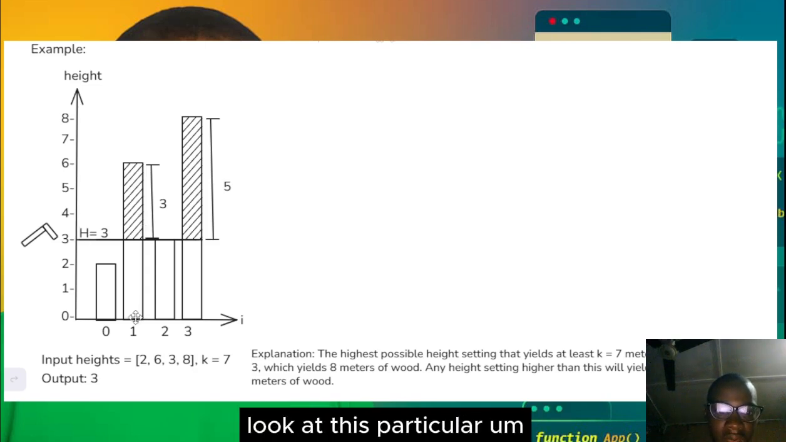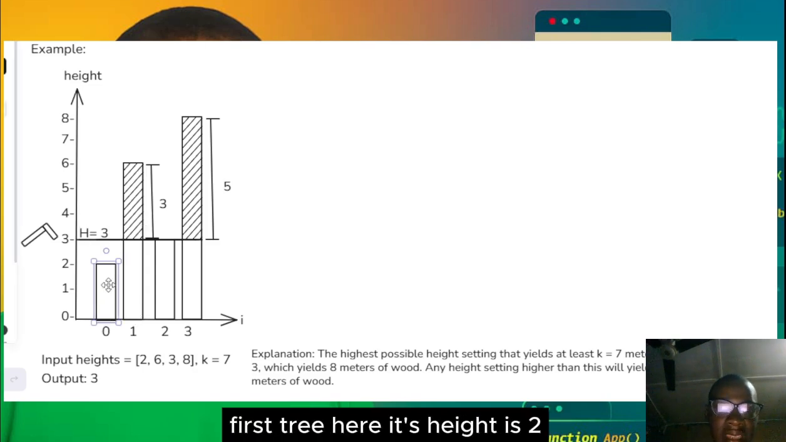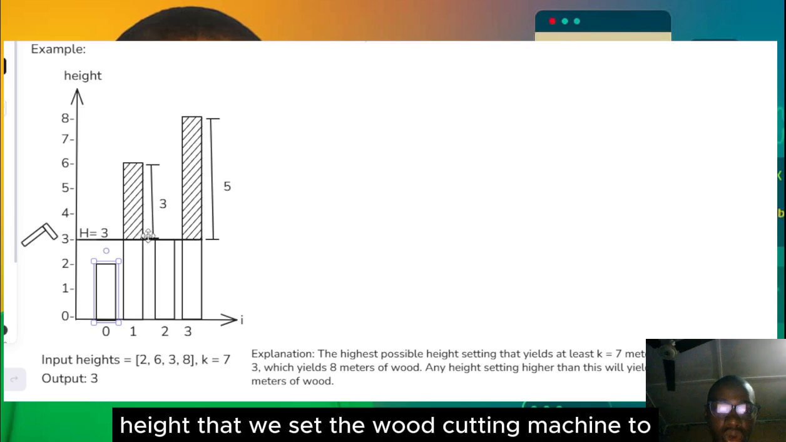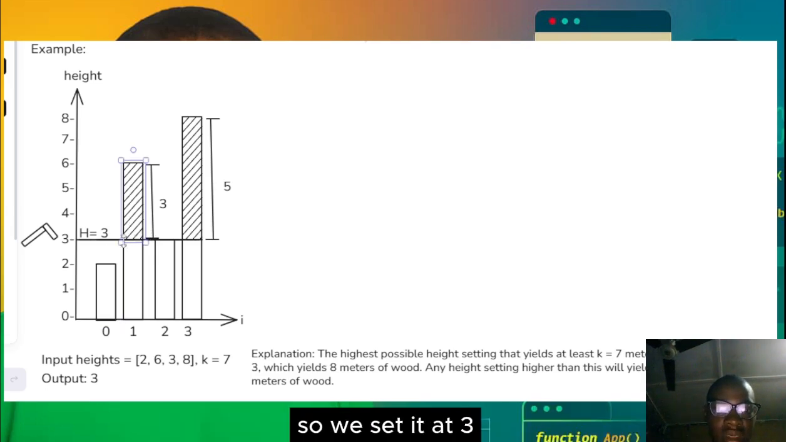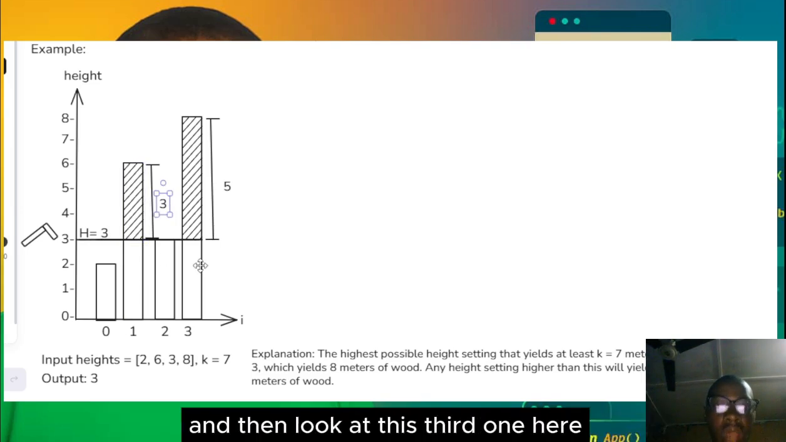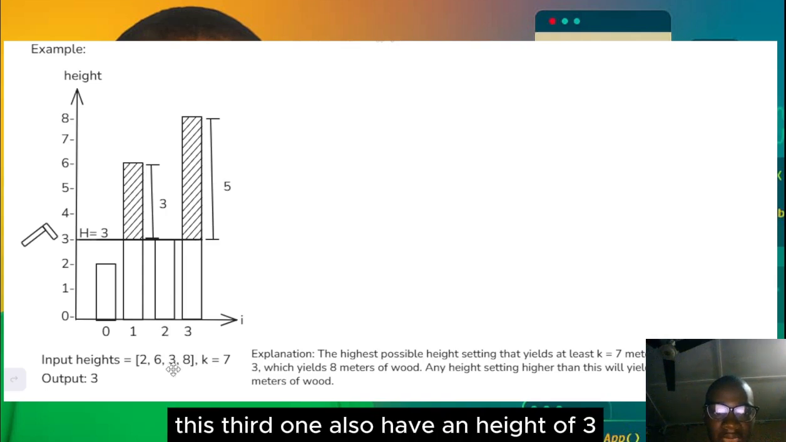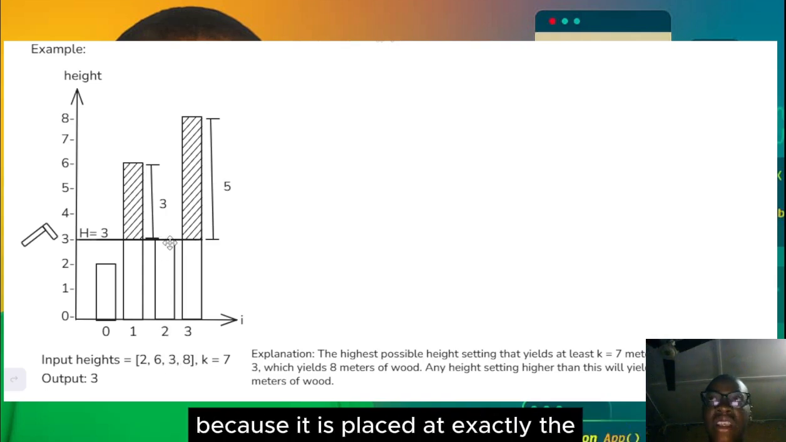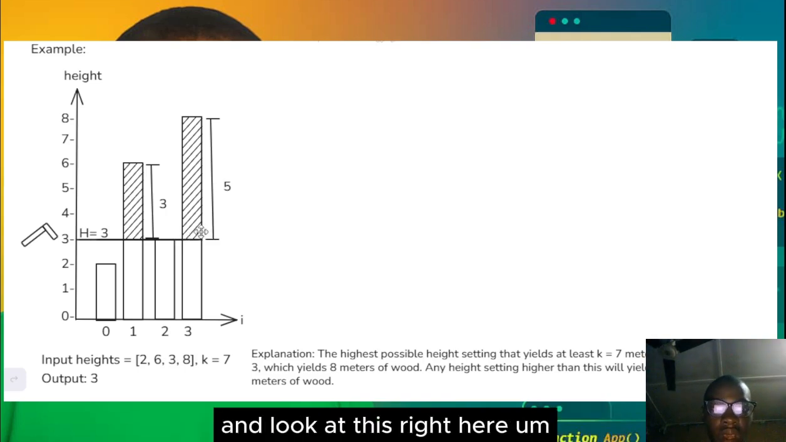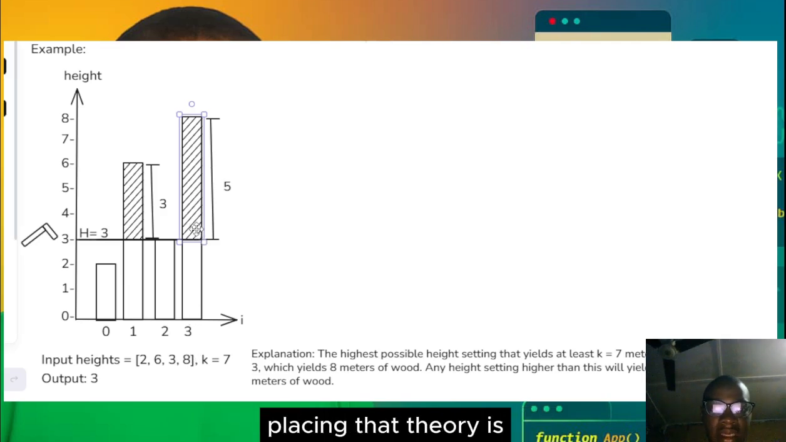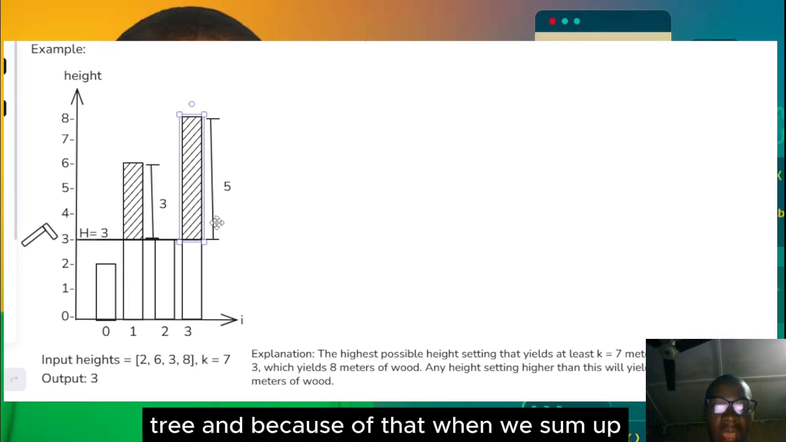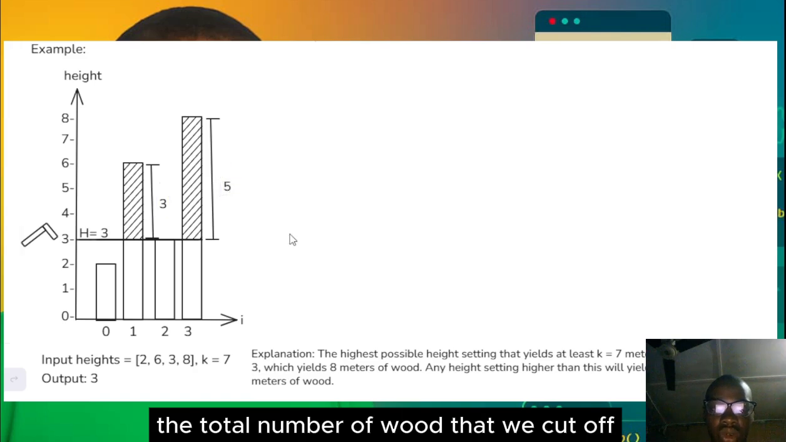Look at this first tree here. Its height is 2, so it's not even up to the height we set the machine to. Now this second one has a height of 6, so setting it at 3 means we cut off 3 meters of wood from it. This third one has a height of 3, so we cannot cut anything, because the blade is placed exactly at its edge. And this one has a height of 8, so placing the blade at 3 enables us to cut off 5 meters of wood off the top of the tree. When we sum up the total wood cut off, we have 8.